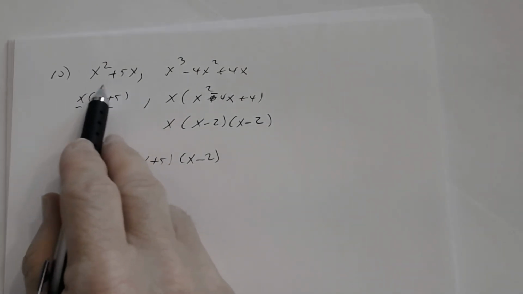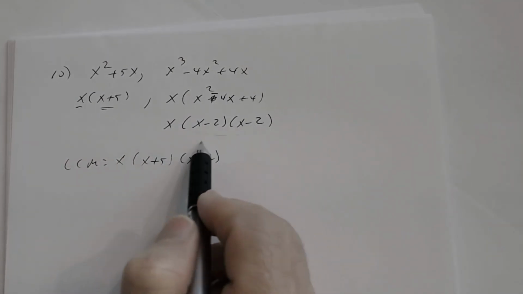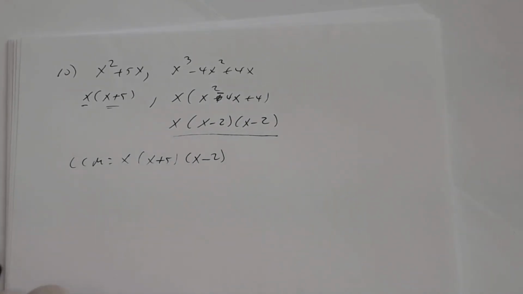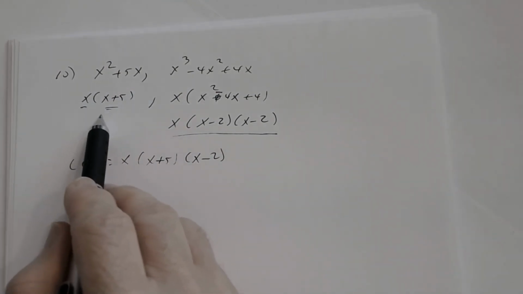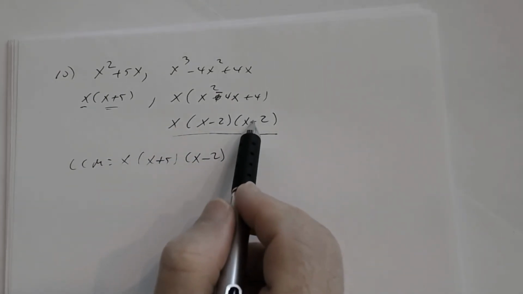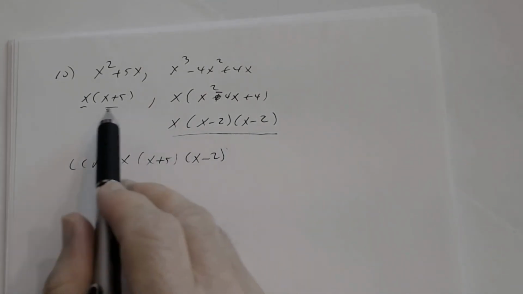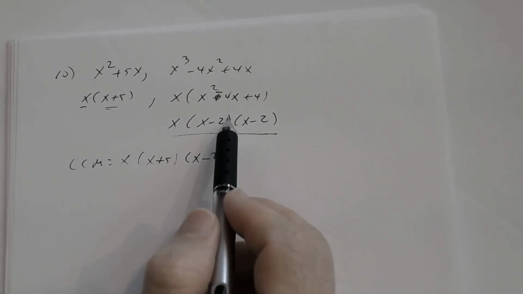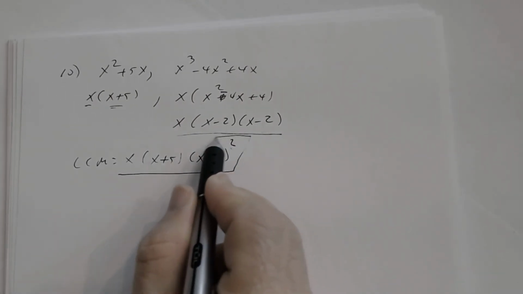How many factors of x do you see here? Just one. How many factors of x do you see here? Just one. How many do I need? Just one. How many factors of x plus 5 do you have here? Just one factor of x plus 5. See, x plus 5 to the first. How many factors of x plus 5 are in here? 0. How many do you need? Just one. How many factors of x minus 2 do I have here? 0. How many factors of x minus 2 do I have here? 2 of them. How many do I need? 2. So there's your answer.